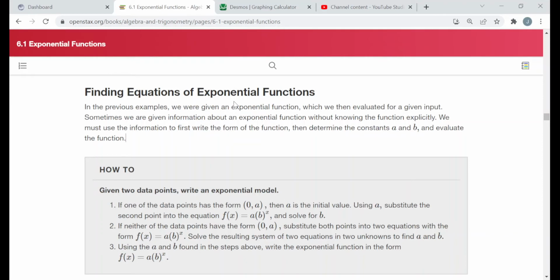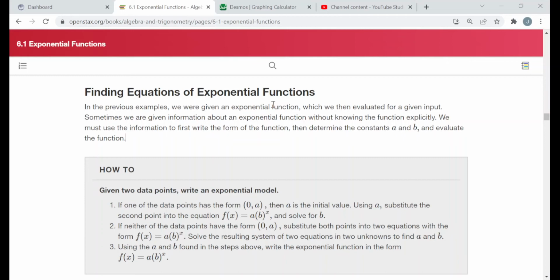Equations of Exponential Functions. Each example I'm going to do is either an example from the reading, or one of the try it problems from the reading, or one of the exercises at the end of the section that's related to this particular objective.